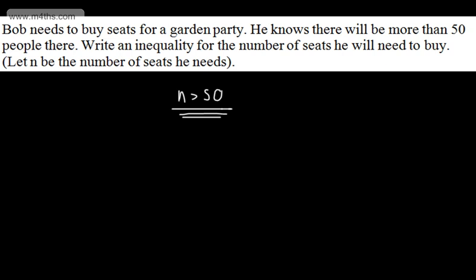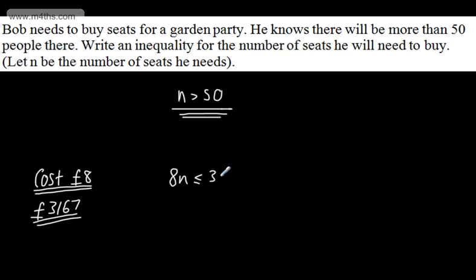This question could be slightly more challenging. For example, if we were told they cost £8 each, so each seat is going to be £8, and Bob has only saved, let's say, £3,167. So what we could do is look at writing an inequality for this constraint. So n is the number of seats, so 8n must be equal to or less than 3,167. So this is a different inequality and a constraint. So for example, he needs more than 50, yet in turn now he knows that 8n must be equal to or less than 3,167, as that's all he's got.